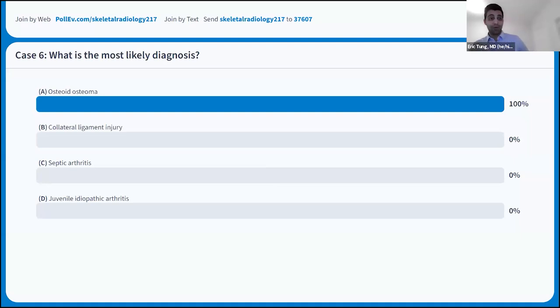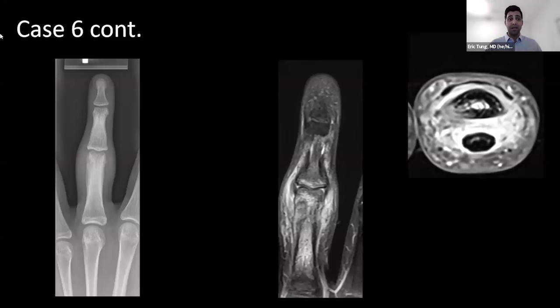We'll stop here. It seems that we're unanimous in thinking that this is an osteoid osteoma, and we're correct in this case. So as we look at our initial imaging on our radiography, we see that there is a lot of soft tissue swelling centered around the middle finger PIP joint. And we can also see that there's some periosteal new bone formation along the ulnar aspect of the proximal phalanx here.